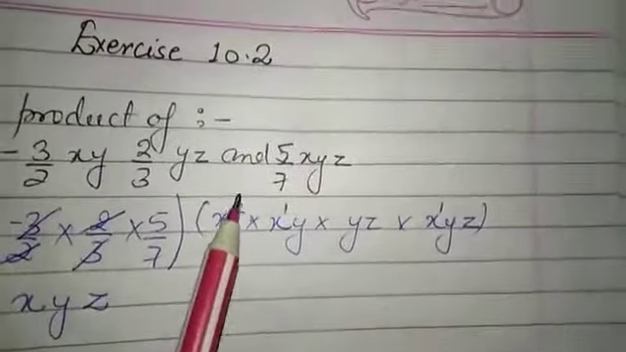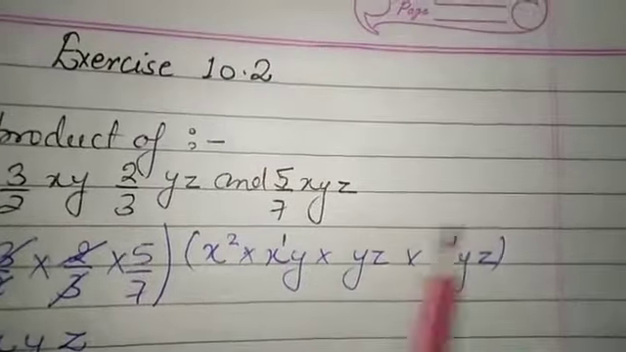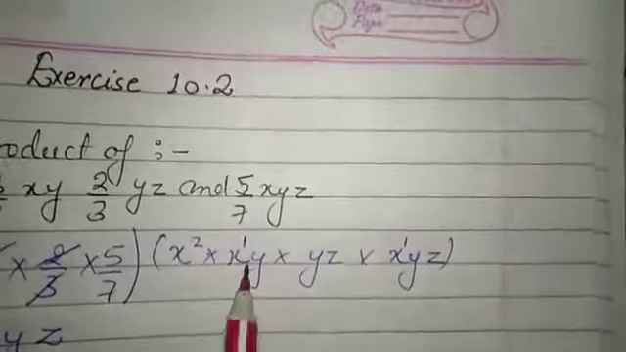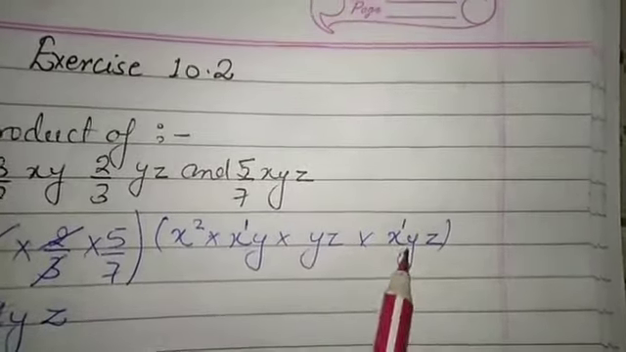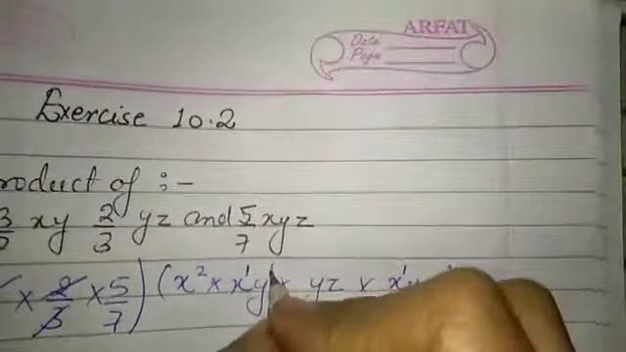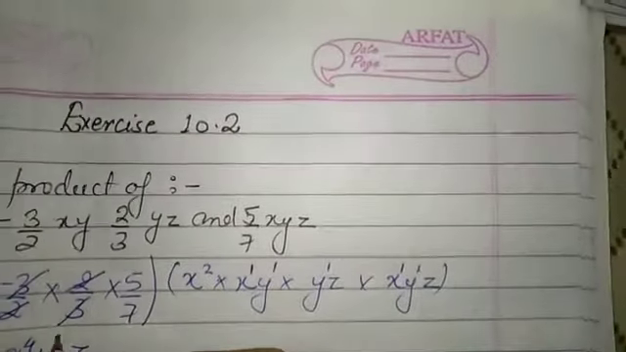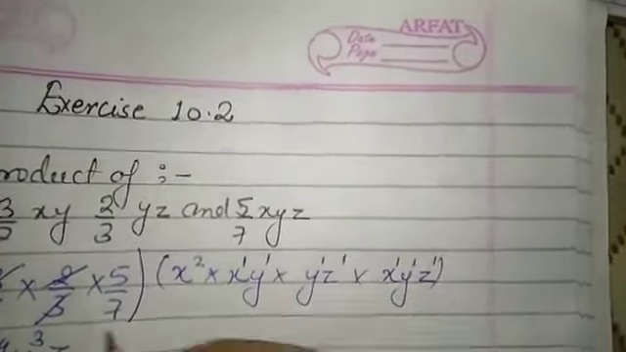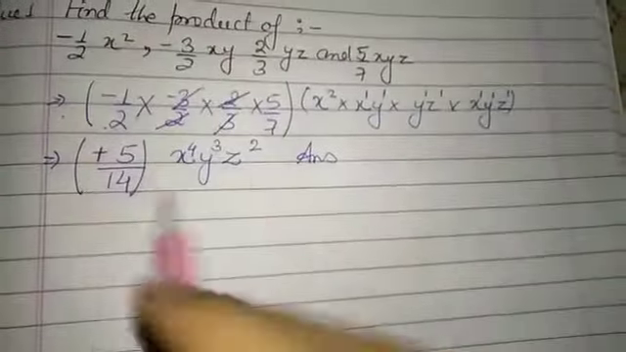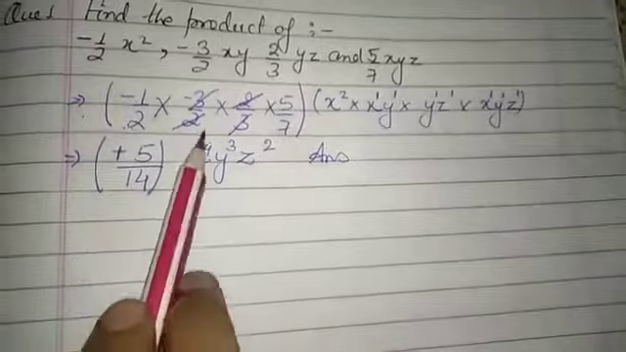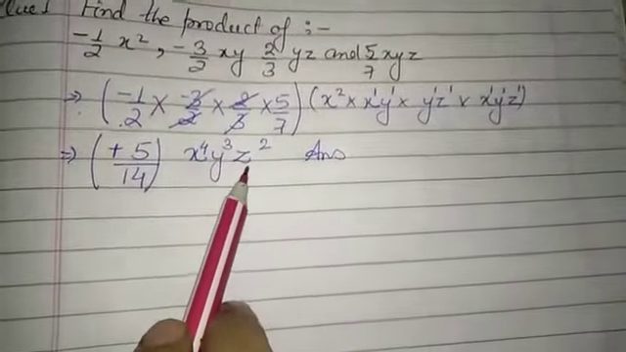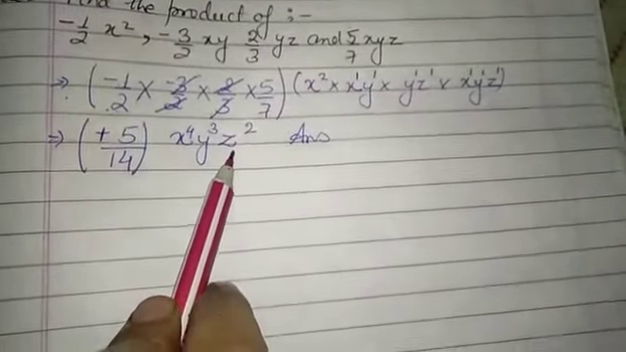I taught you in exponents and powers that the powers will be added with the same base. 2 plus 1 plus 1 is 4, so x to the power 4. For y: 1 plus 1 plus 1 will be 3. For z: 1 and 1 will be 2. So the answer is 5 by 14, x to the power 4, y to the power 3 and z to the power 2.